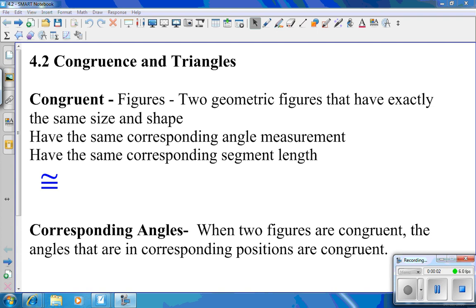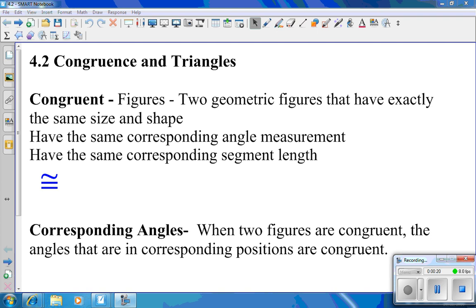4.2 is talking about congruence in triangles. First thing, we're talking about congruent figures. Now, we've talked about congruent segments and angles. The congruent figures are something different.